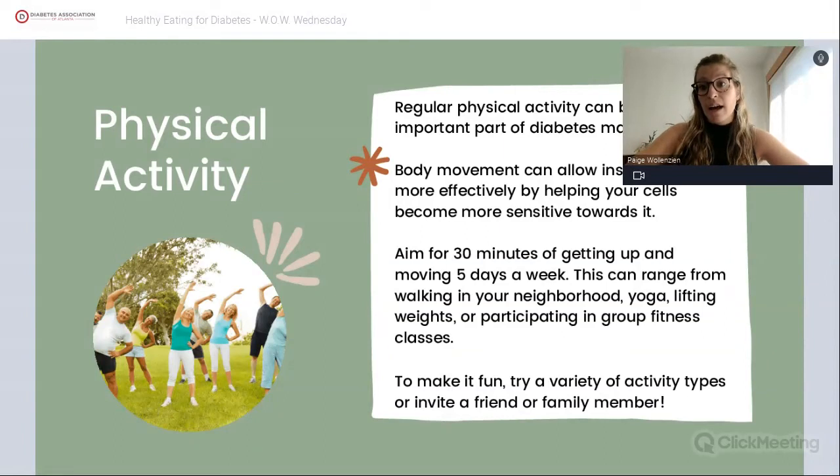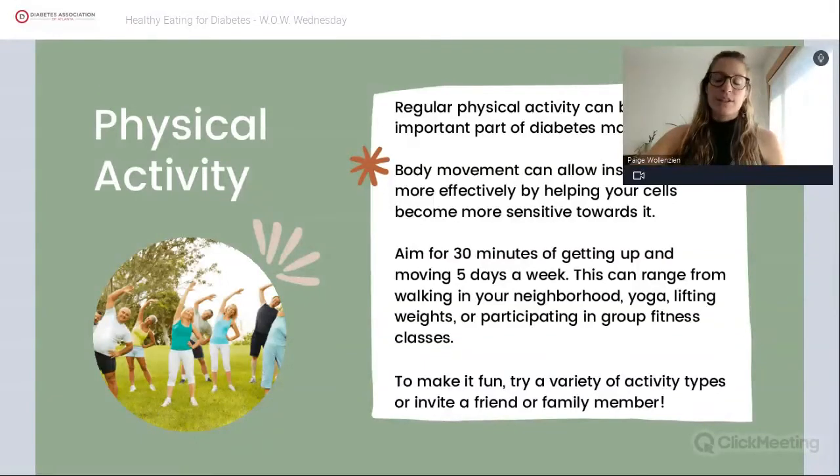And so it allows our insulin to work a bit better to allow the blood sugar into our cells to be used as energy. And we talk a bit about diabetes and how blood sugar and insulin and all that works in previous presentations as well. So I'm not going to go into it today. So what does this look like?